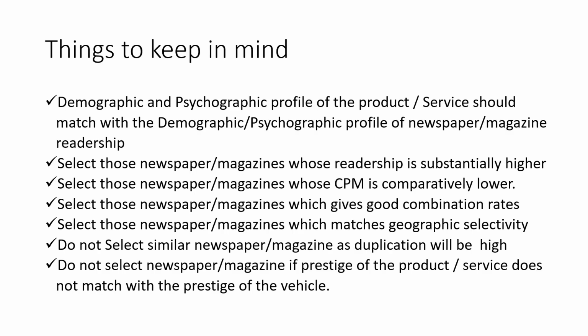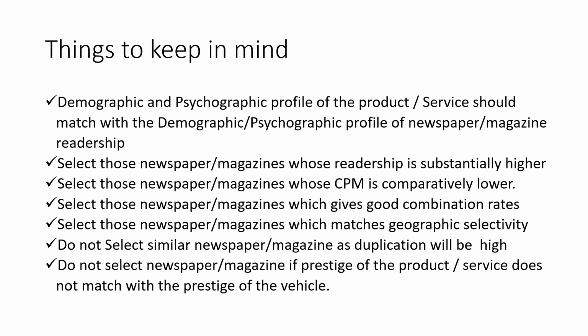Things to keep in mind: demographic and psychographic profile of the product or service, which should match the demographics and psychographics of the newspaper or magazine. Select those newspapers or magazines whose readership is substantially higher. Select those newspapers or magazines whose CPM is comparatively lower, which means the cost per thousand is lower. Select those newspapers or magazines which give good combination rates. Select those newspapers or magazines which match the geographic selectivity.